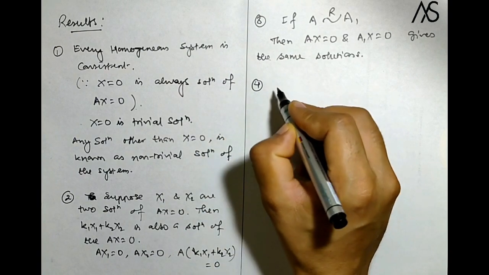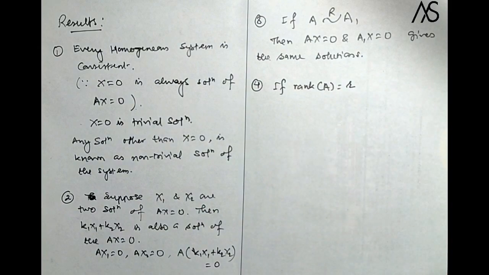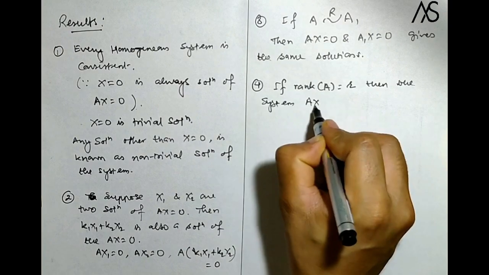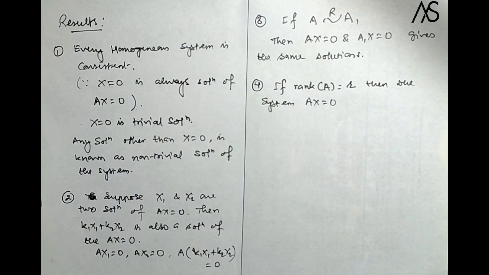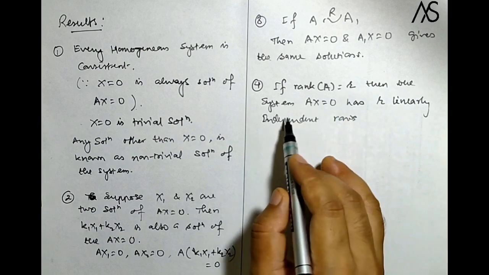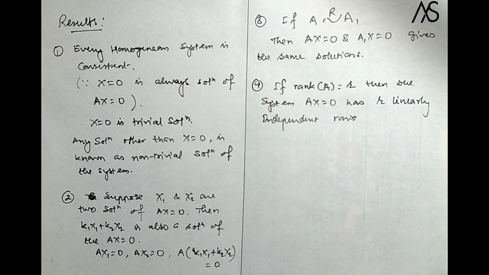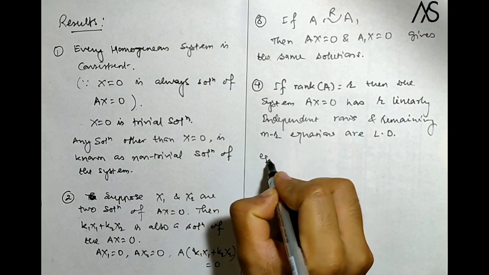Number 4: suppose rank of matrix A equals to r, then the system Ax equals to 0 has r linearly independent rows. Or we can say, rank of coefficient matrix A equals to r, then the system Ax equals to 0 has r linearly independent equations, because the rows represent the equations here, and the remaining m minus r equations are linearly dependent. For this we can just see an example.